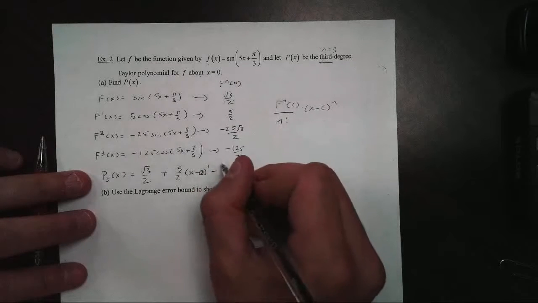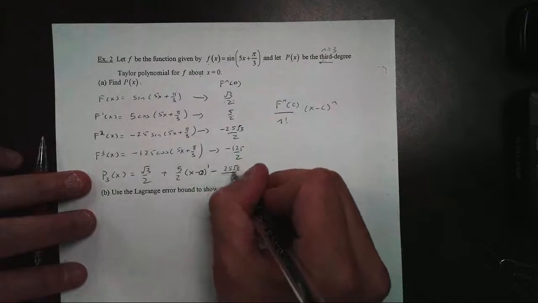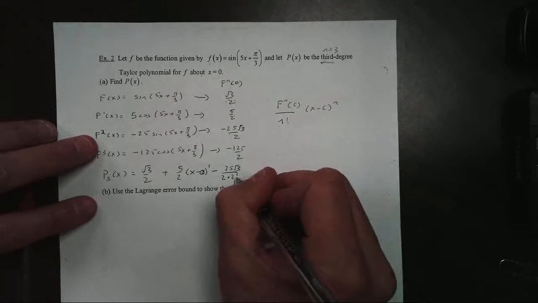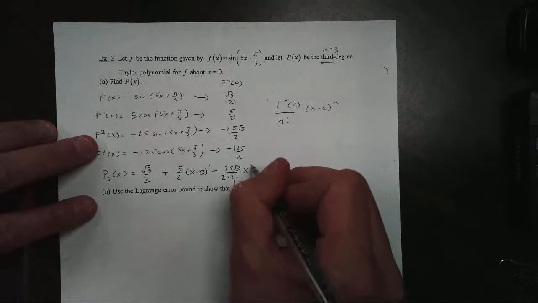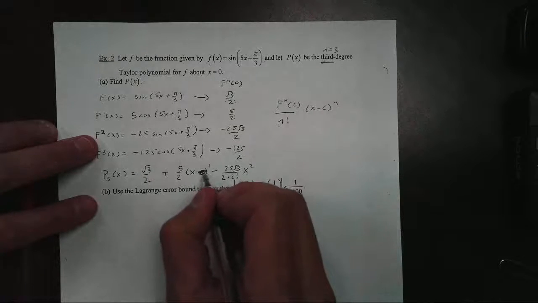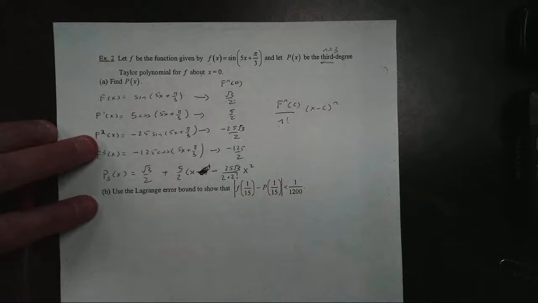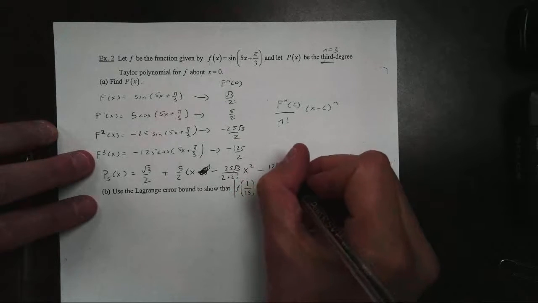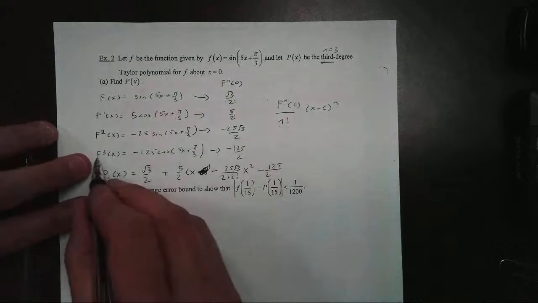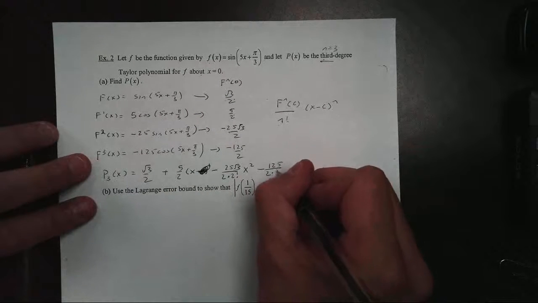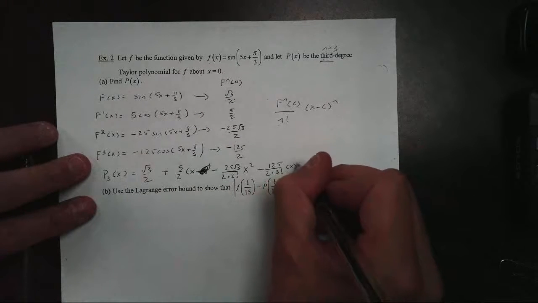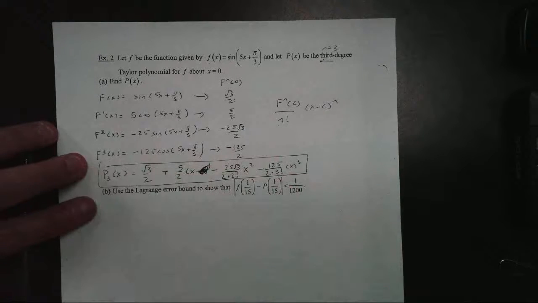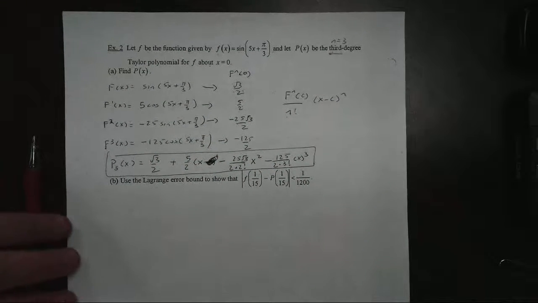Minus, this is alternating now, I get 25 root 3 over 2, but I'm on my second derivative, so I divide that by 2 factorial. And again, this just becomes x squared. Again, I don't have to write the 0 down if I don't want to, we don't need the 0. Then the next term, minus 125 over 2. But again, that's my third derivative, so I divide that by 3 factorial, and I get x cubed. And there is our third degree Taylor polynomial right there.